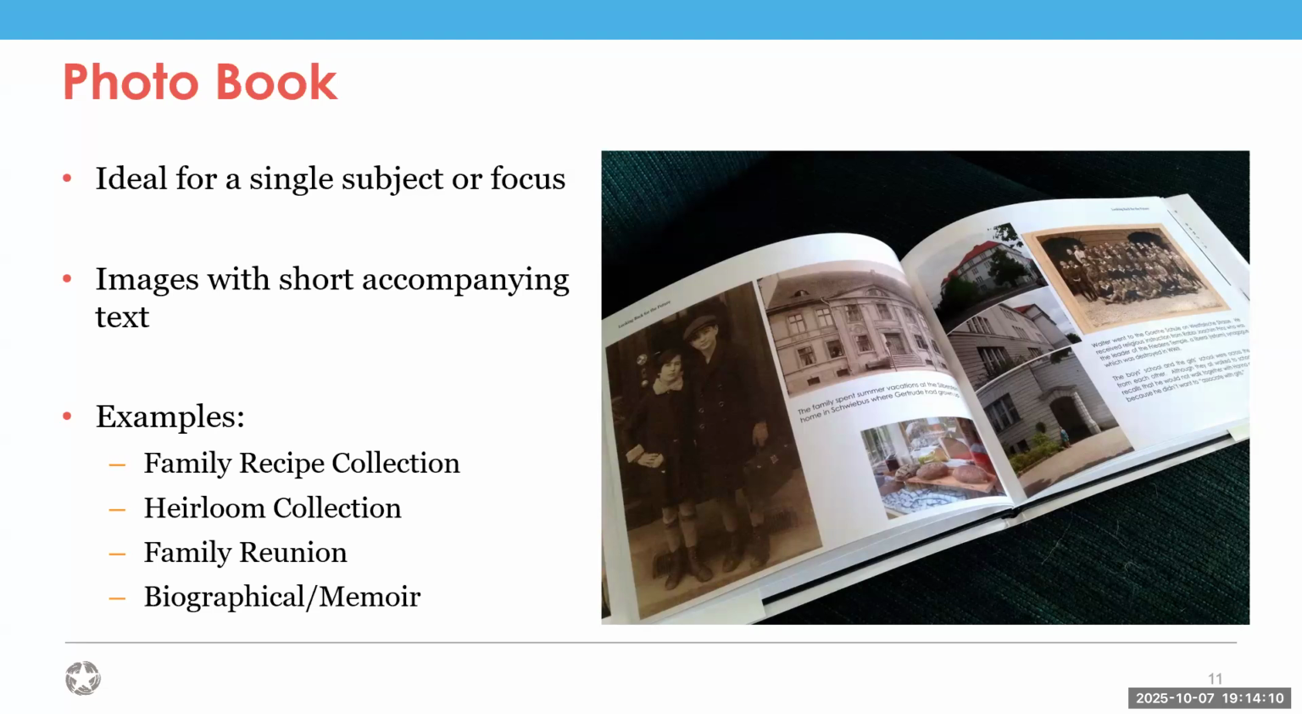Then you might have a biographical or a memoir type photo book. That's going to focus primarily on a single person or family. You'll have the photos of the person, the places they lived, maybe some historical records, biographical details, and some general text as a kind of personal memory or personal narrative.